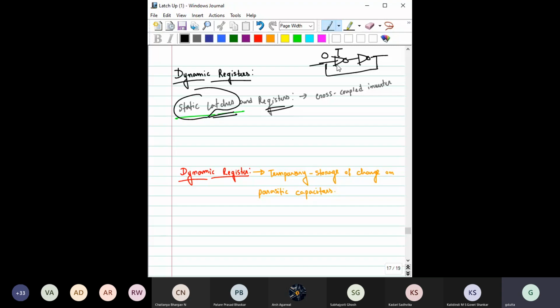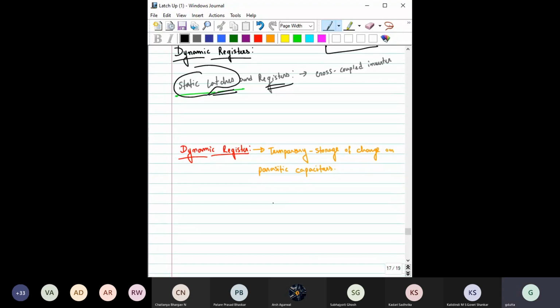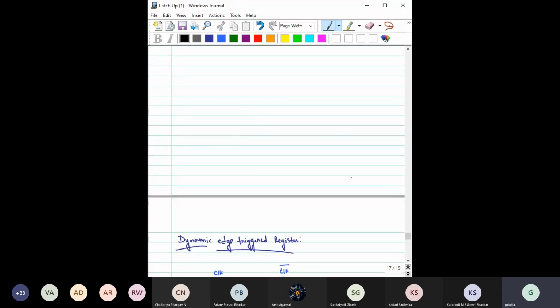Then that is called a dynamic register. In a dynamic register, we temporarily store the charge on a parasitic capacitor. Parasitic capacitor you understand, right? It may be the gate capacitor, maybe the source to drain overlap capacitor, right? All these types of capacitors we will try to use to store this. Just see one diagram, it will be clear to you.